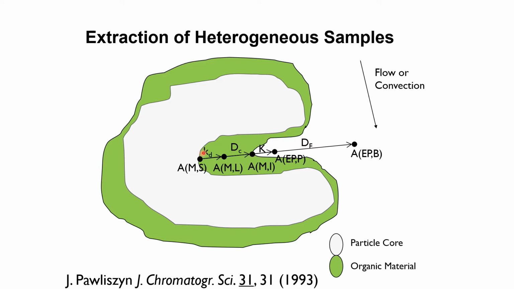So let's say a soil sample, and you look at a particle in the soil sample. We have a solid silicate, this white part in the center. Green is humic material. Analytes are adsorbed deep in a pore in a silicate. And in order to remove and extract it, you need to dissociate it from the surface. You have a dissociation rate constant, diffusion coefficient in the humic material, then diffusion out of the pore, and partitioning.